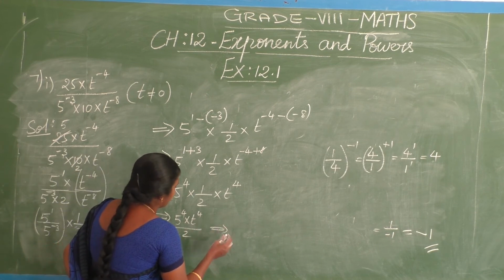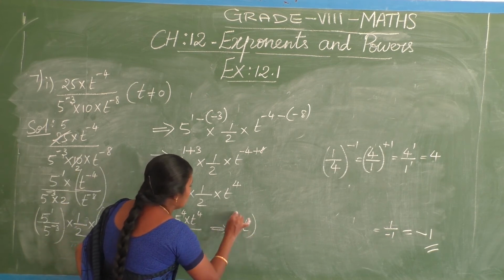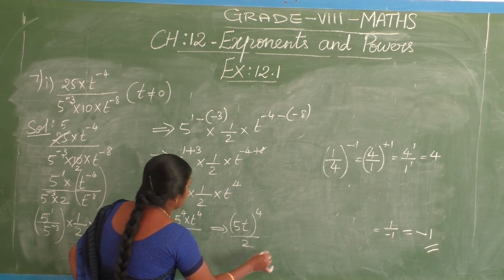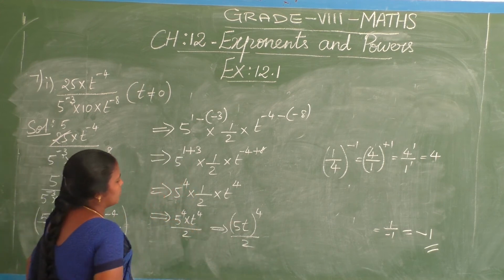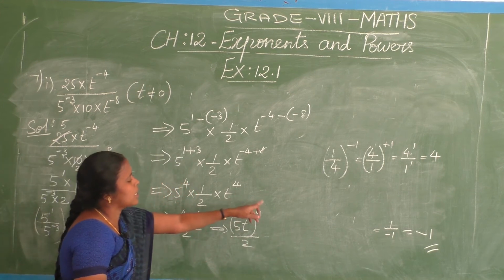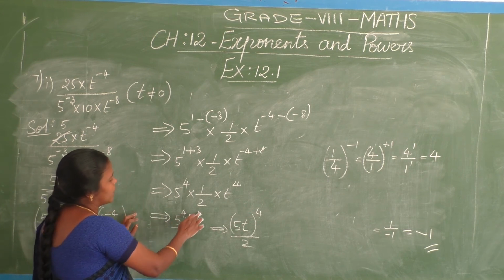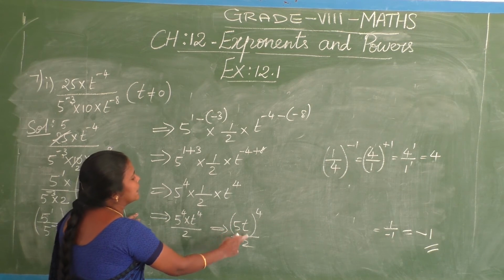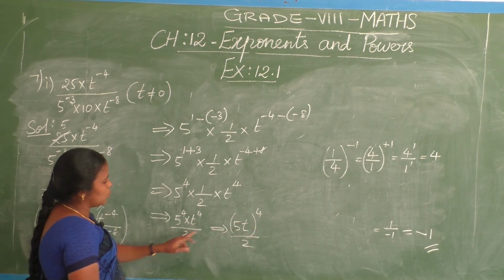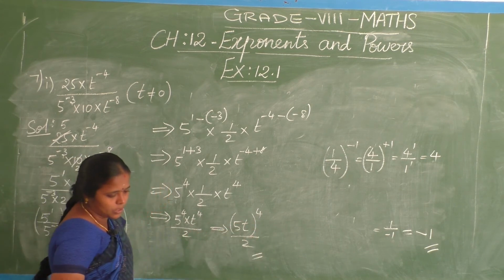If you write like this also, 5T the whole power 4 by 2, this is correct, this is also correct. I have taken the power as common, because of the same power. 5 power 4 into T power 4 can be written as 5 into T, the whole power 4 by 2, as it is. This is the answer for this question.